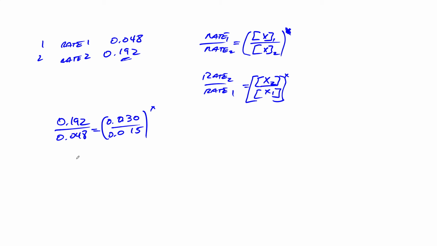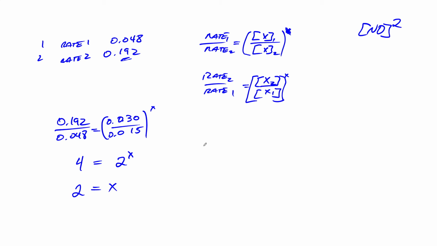So 0.192 divided by 0.048 gives me 4, and that's equal to 0.03 divided by 0.015, which is 2, raised to the x power. So what's x? 2 to the x is equal to 4, so x is equal to 2. And that's how we work these problems out. So it's going to be second order with respect to NO.